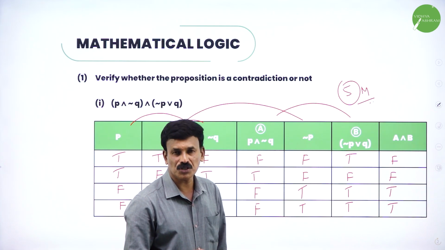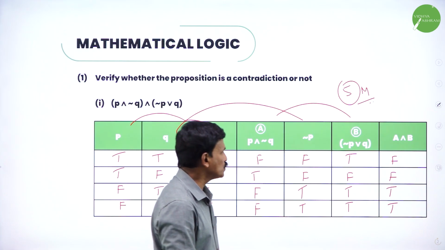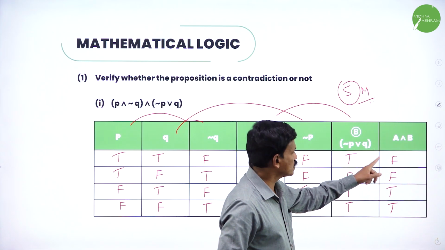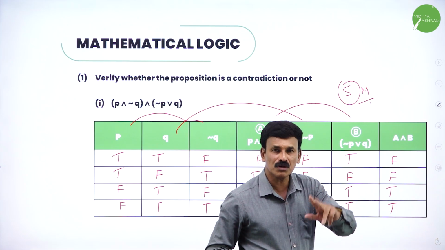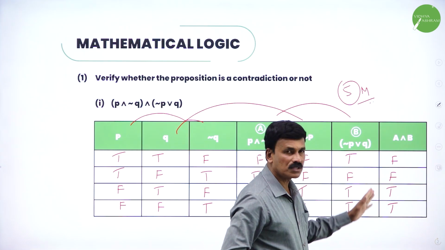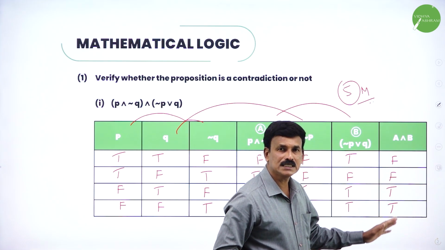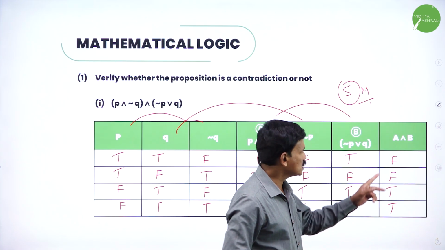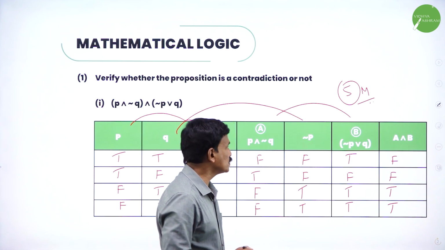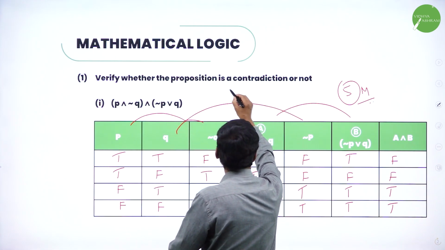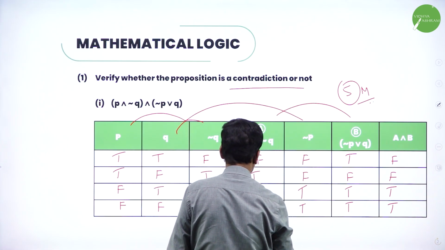This is neither a tautology nor a contradiction. Suppose all the truth values in the last column are F, then it is called a contradiction. Suppose all the truth values are T, then it is called a tautology. Since it is FFTT, this is neither a tautology nor a contradiction.